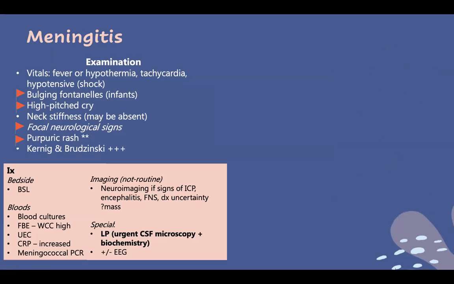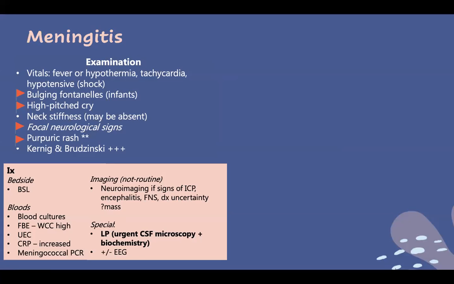So before we go into treatment, obviously examination is very important. So with anything, you begin with vital signs. So you'll be looking for a fever or hypothermia, tachycardia, hypotension or hypertension, which could indicate shock. Obviously in infants, their anterior fontanelle isn't yet fused. So sometimes because of the inflammation, you'll actually see bulging fontanelles. And next are the red flags, literally the red flags according to the Royal Children's Hospital.